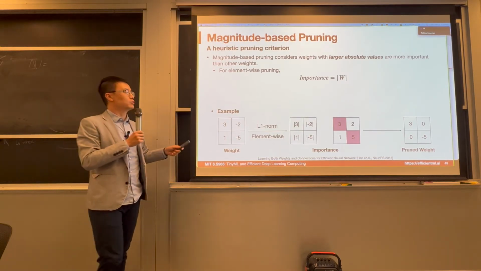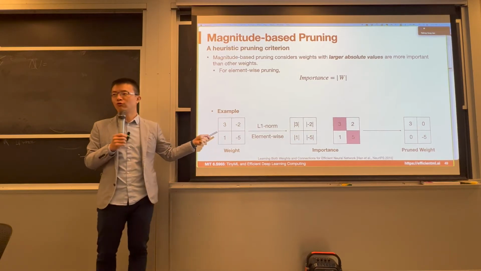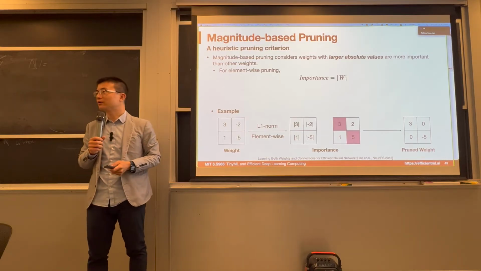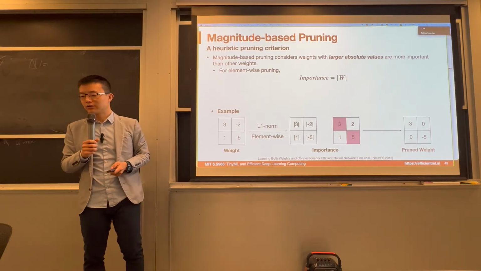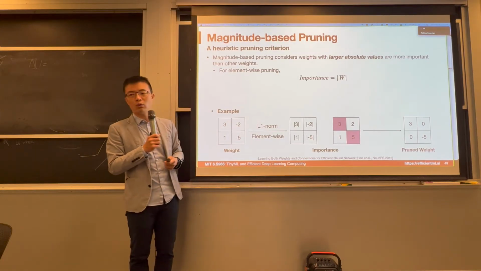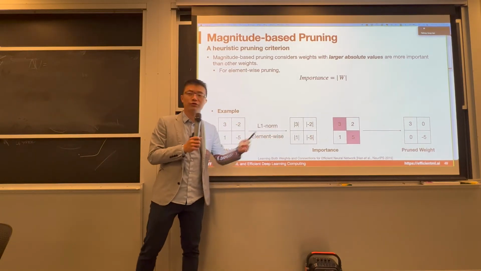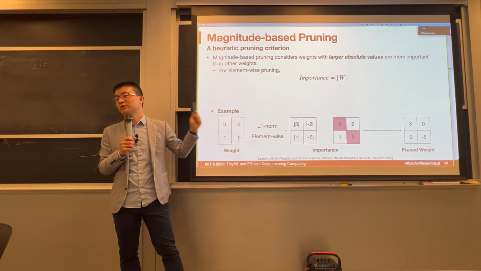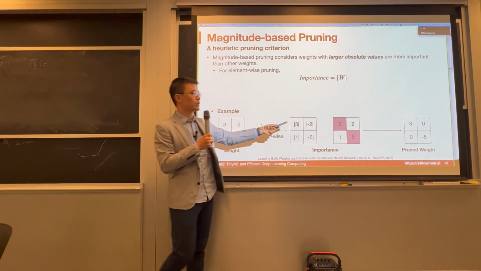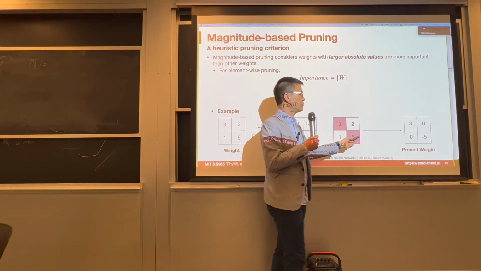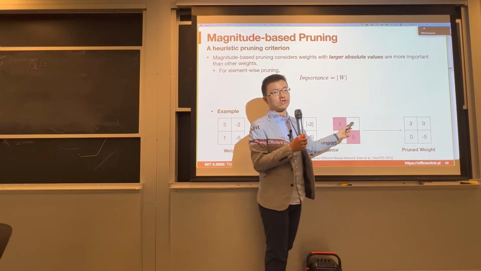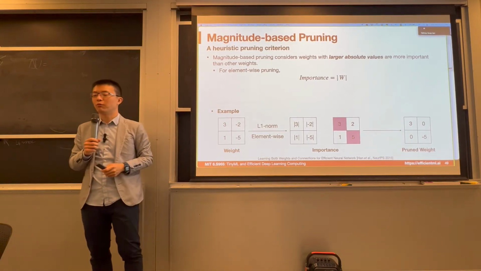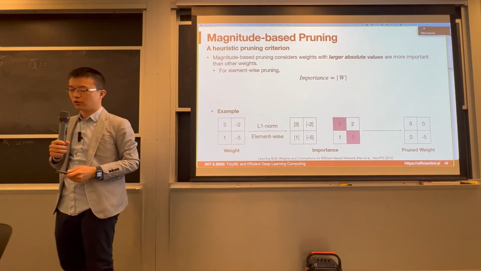Imagine we have a weight matrix that has only 4 parameters: 3, minus 2, 1, minus 5. We calculate the magnitude using the L1 norm, basically taking the absolute value of each weight, so we get 3, 2, 1, and 5. Then we keep the largest 2. We keep 3 and 5 while pruning away the smaller ones, 1 and 2. So we use this simple heuristic where importance is basically the L1 norm, or the absolute value.